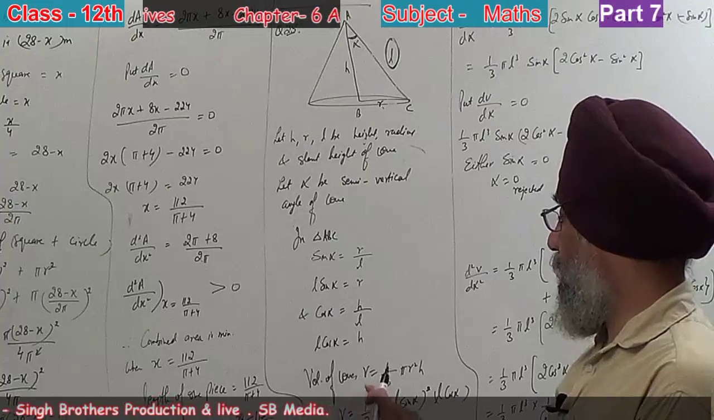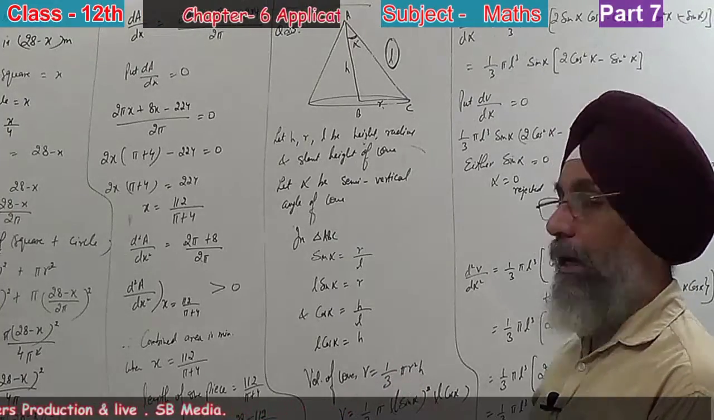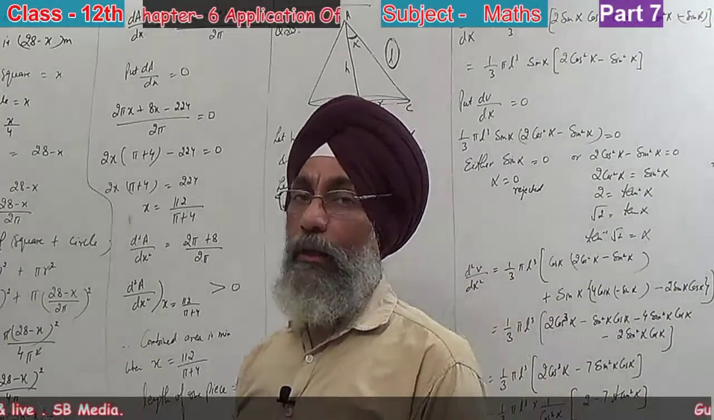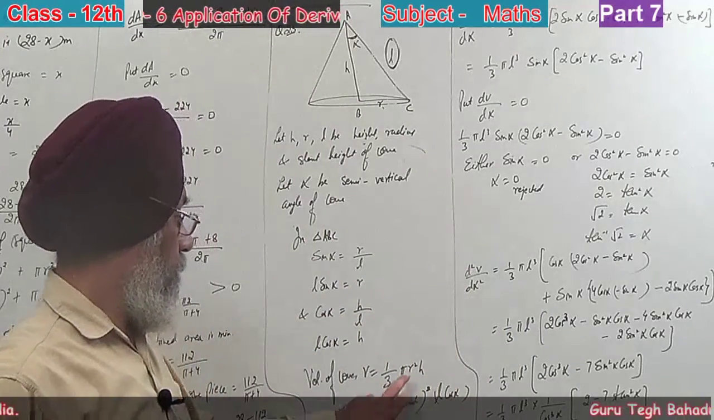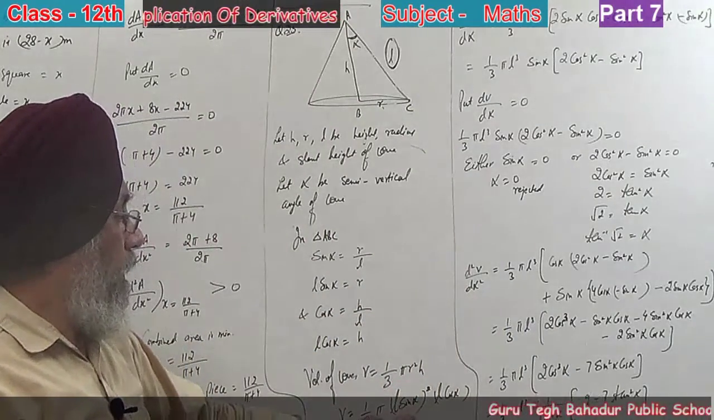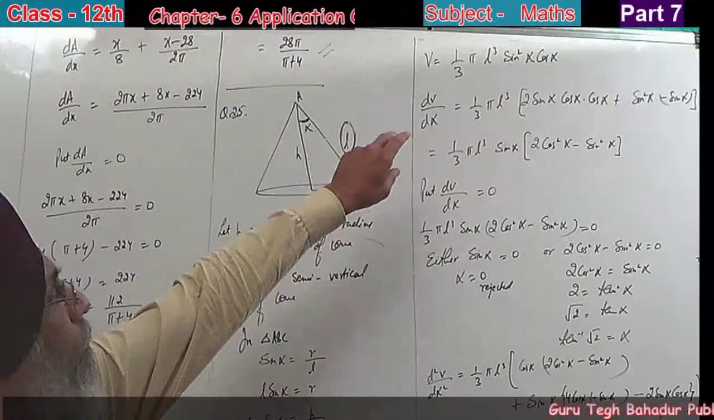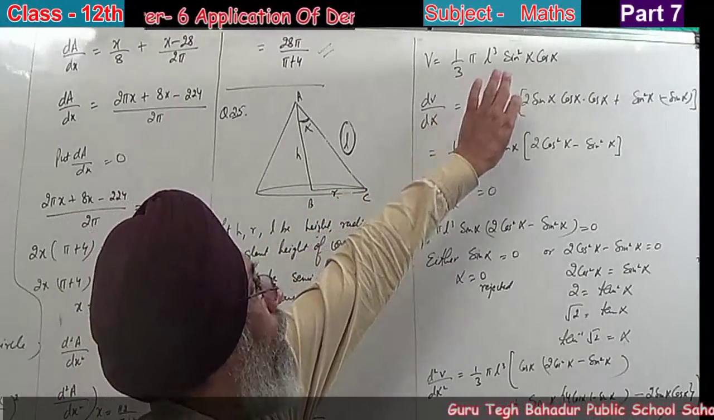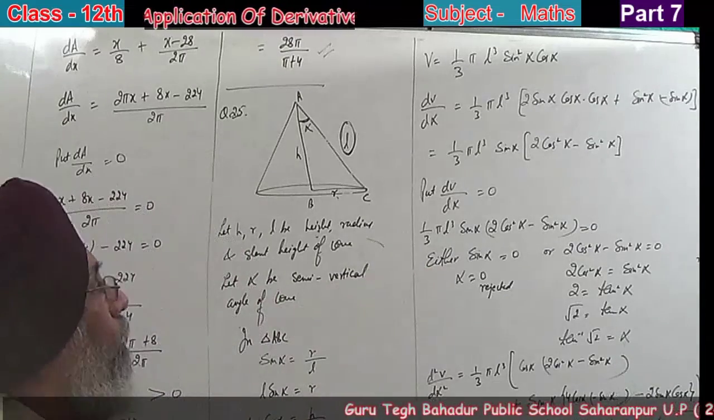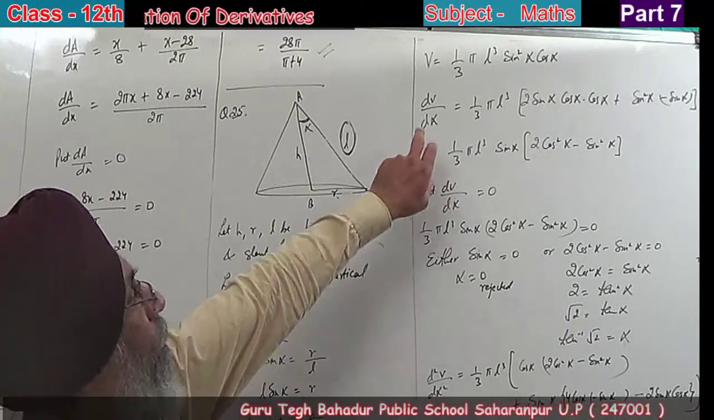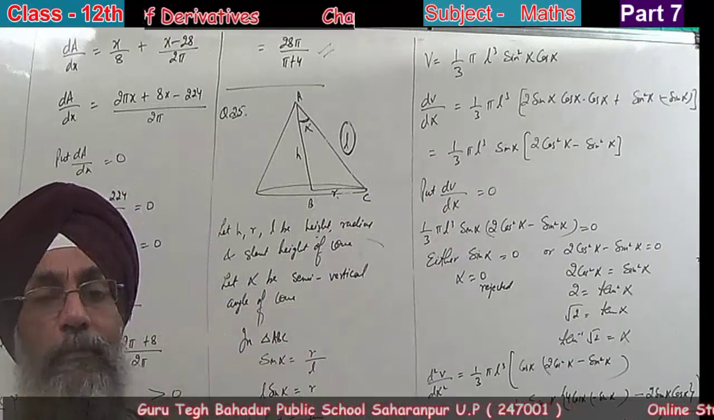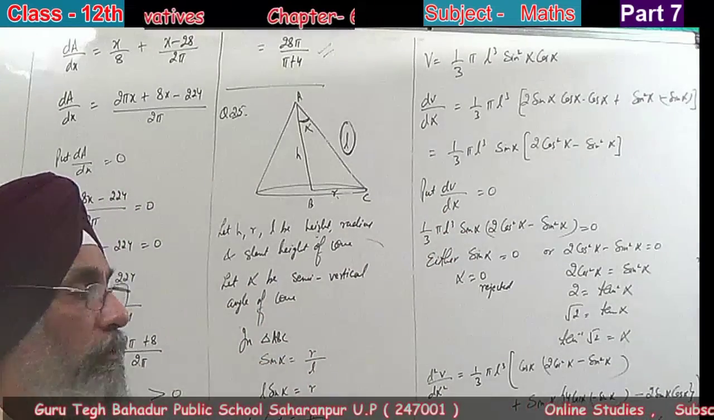Now volume of cone V is equal to 1 upon 3 pi r square h. Placing the value of r and h here, r is L sin alpha whole square into L cos alpha. It becomes 1 upon 3 pi L cube sin square alpha into cos alpha. Differentiating with respect to alpha here, because here the variable is alpha. L is constant because L is given to us.